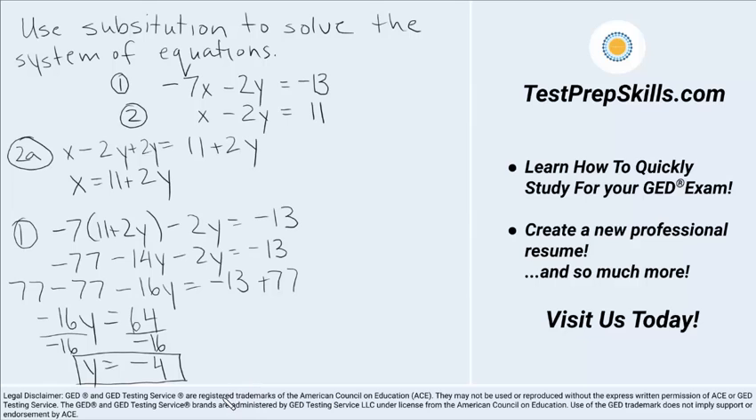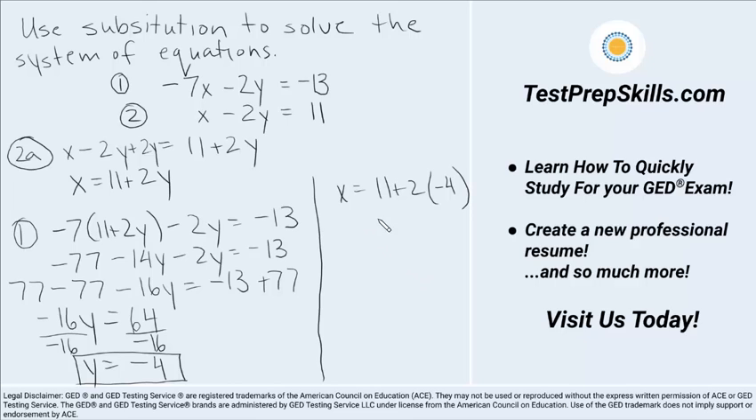Now we need to find our value for x. The easiest way to find our value for x is simply to take our modified equation 2, and we're going to say x is equal to 11 plus 2 times our y value of negative 4. Okay, so see how I'm using both equations? I'm going back and forth. That's how we use substitution to solve a system of equations. It's a little bit messy, but it always works. It just, as you can see, we have to keep going, right? It could be a lot of steps.